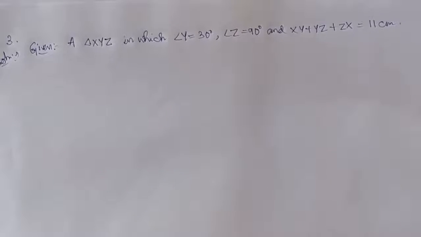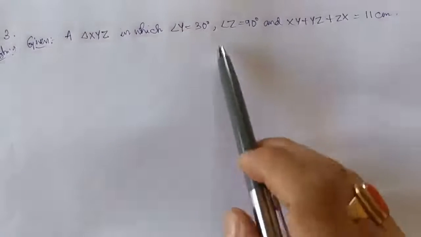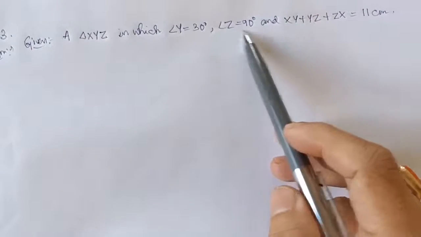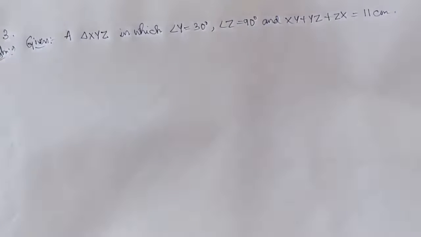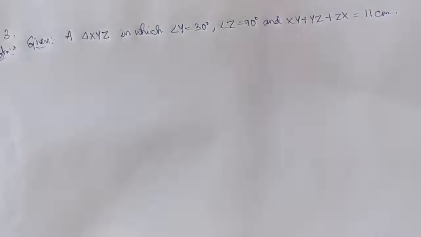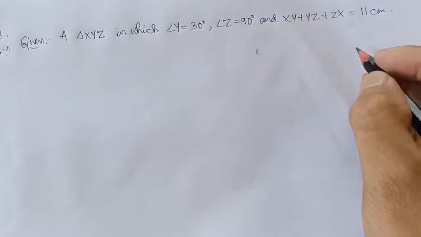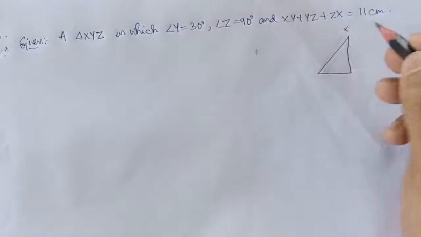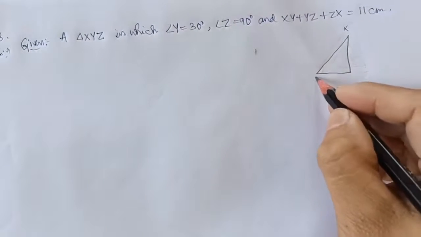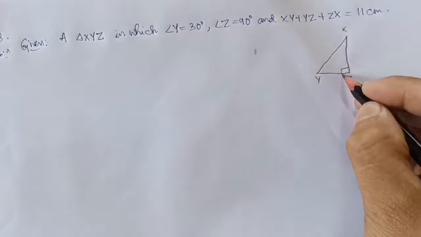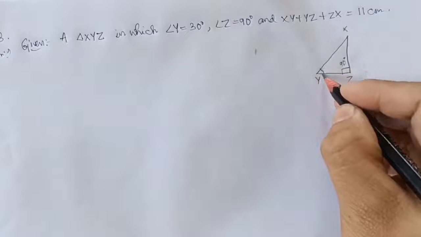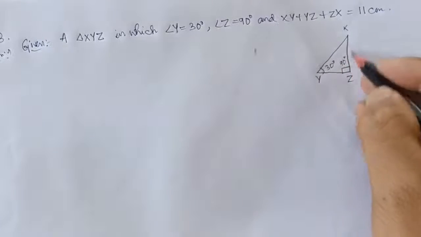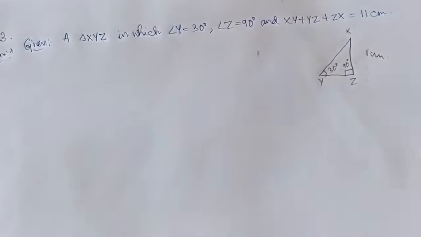Next exercise 11.2, question number 4. We are going to construct a triangle XYZ in which measurement angle Y is equal to 30 degree, angle Z is equal to 90 degree, and the sum of all the three sides of the given triangle is 11 centimeter. First, let us draw a rough sketch of the given triangle XYZ. So the triangle XYZ will be a right angle triangle, right angle at Z.